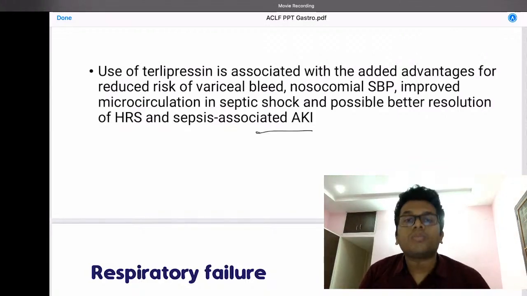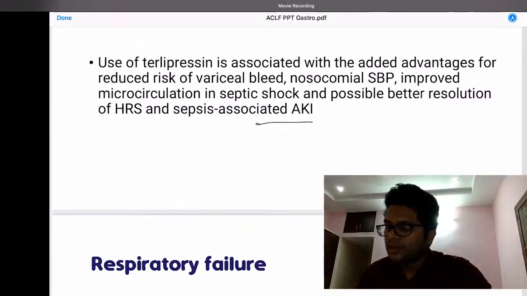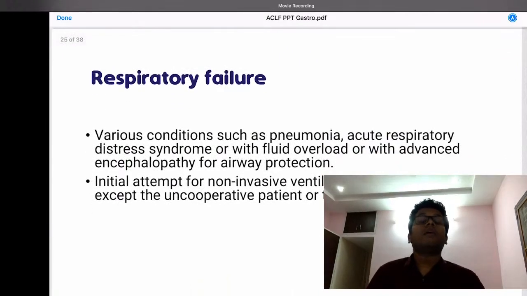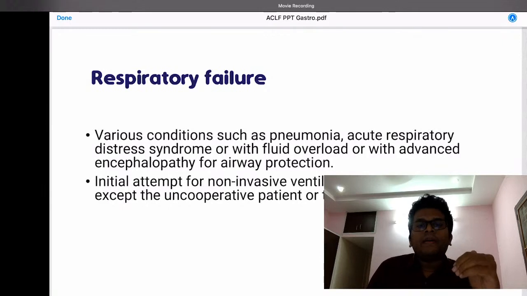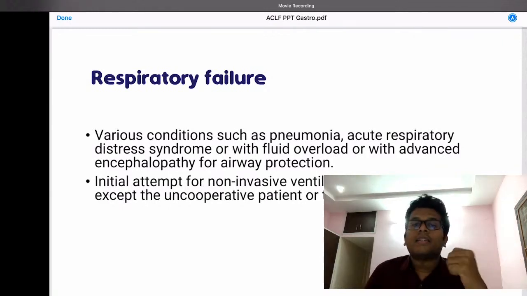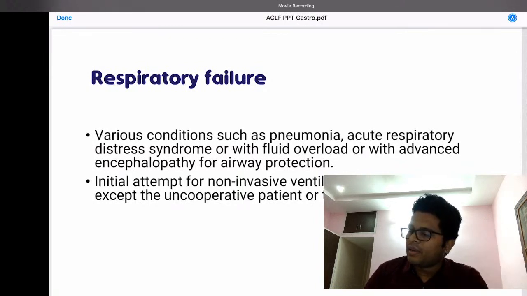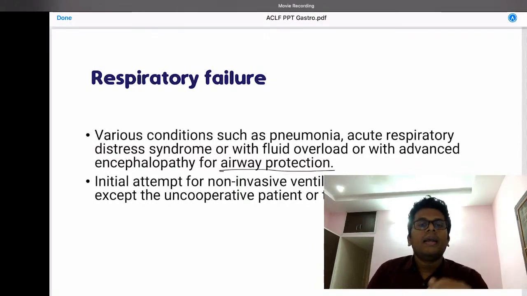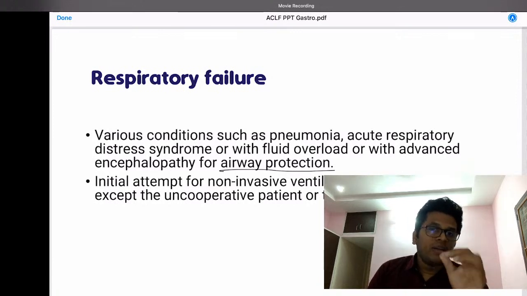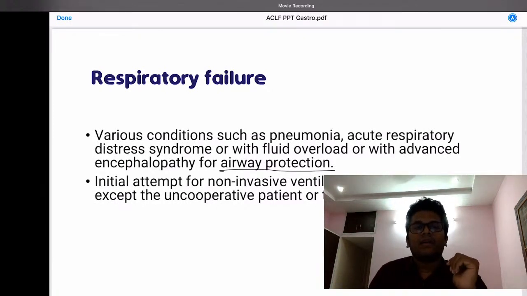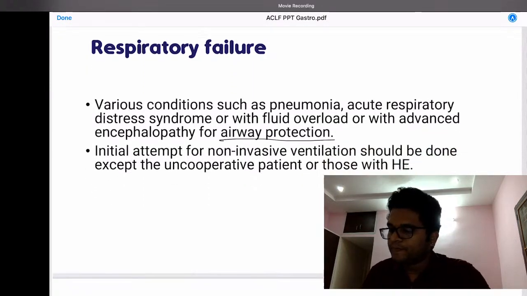So these are the things which play a major role in these patients. Next, coming to liver respiratory failure management. Now, these patients could have various other conditions like pneumonia, ARDS, fluid overload, or advanced encephalopathy, and all this may require airway protection. Initial attempt with non-invasive ventilation is recommended, except in those with a non-cooperative patient or those with significant high-grade HE.